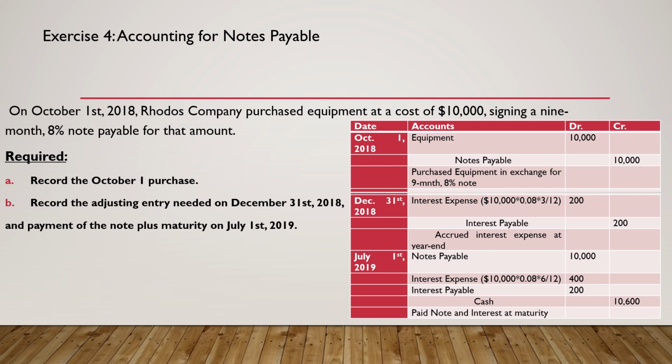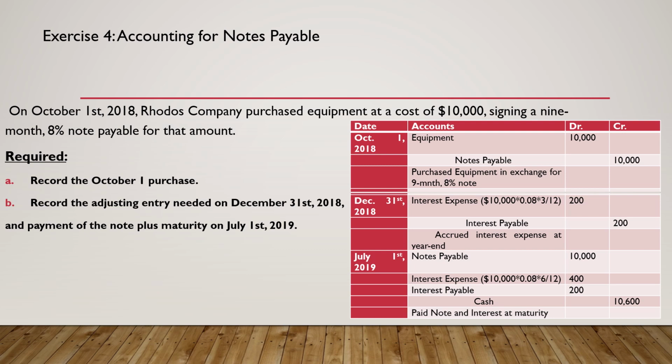And I already calculated the interest expense for the last 3 months of 2018. How about the first 6 months of 2019? Since the maturity date for the note is July 1st, 2019, the note will remain with me in 2019 for 6 months, from January to July. So I want to calculate the interest expense for these 6 months not yet calculated. So I just multiply the 10,000 times the 8% times 6 months over 12. This will give us 400.